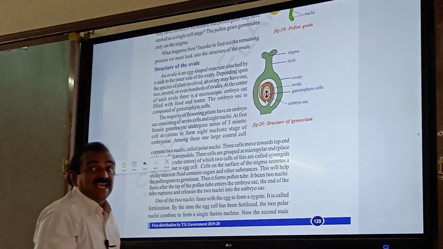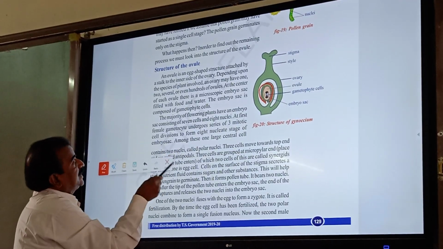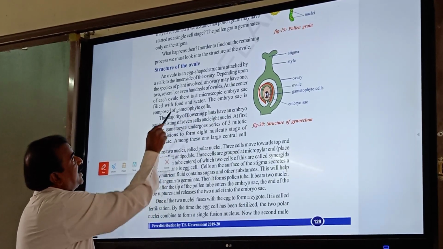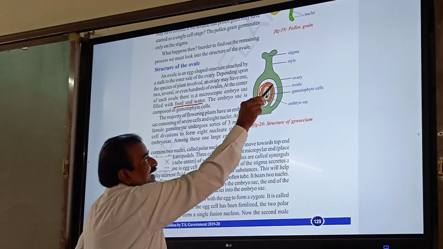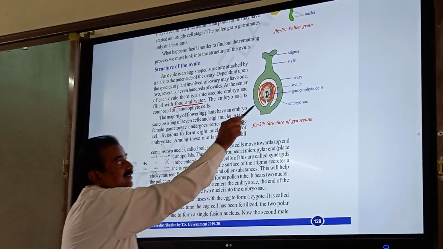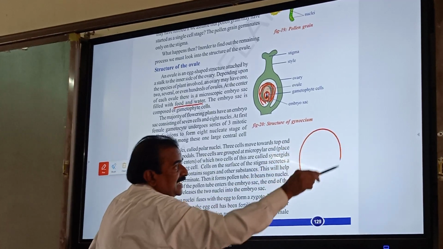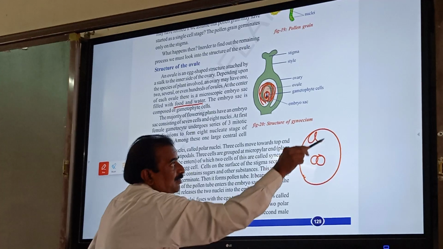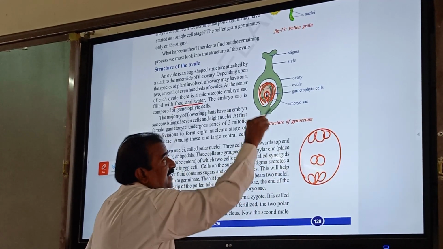And this embryo sac is filled with, here you see, what? Water and also nutrients. The embryo sac consists of what? Food and water. And this embryo sac, a small structure, consists of 7 cells with 8 nuclei.